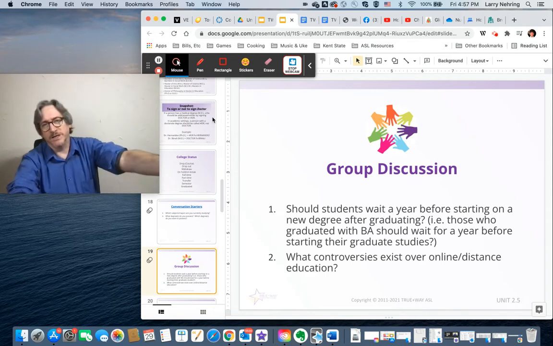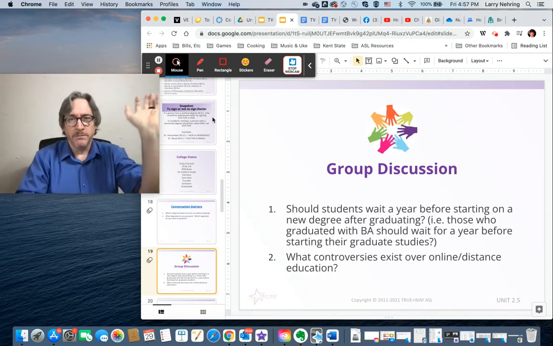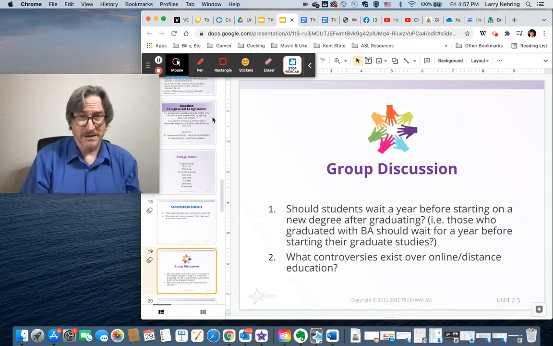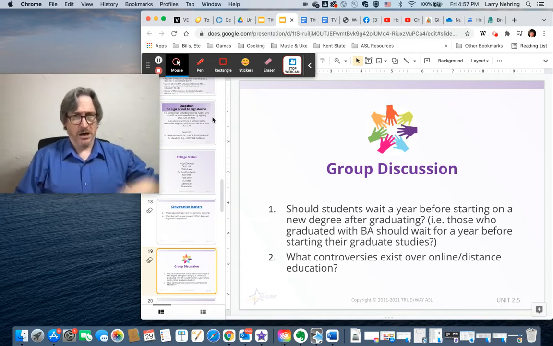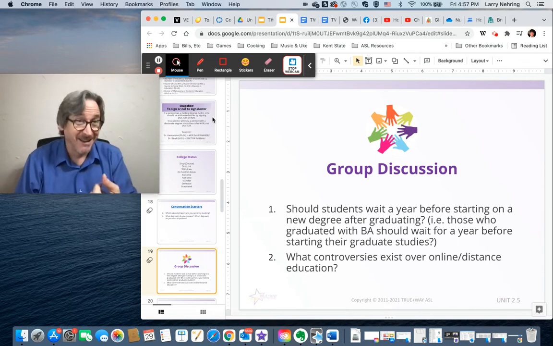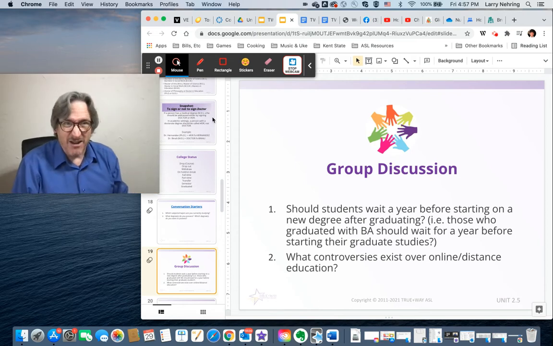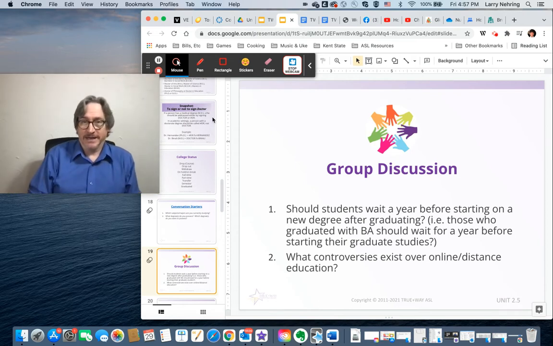And then there's group discussions that we can practice in class. Other things will come up that'll be probably more interesting than this. What controversies exist over online or distance education? Who'd have known that this would be coming up now in the middle of a pandemic? I don't think they were anticipating that. Anyway.